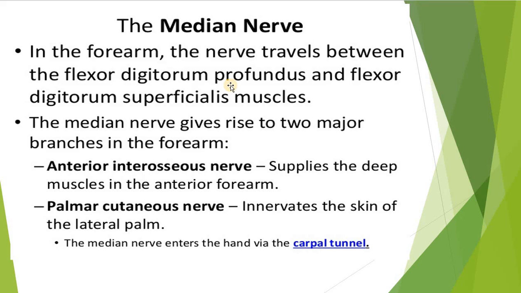Median nerve. In the forearm, the nerve travels between the flexor digitorum profundus and the flexor digitorum superficialis muscle. The median nerve gives rise to two major branches, the anterior interosseous and the palmar cutaneous branch. The anterior interosseous, as you all know, supplies the deep muscles of the anterior forearm, and the palmar cutaneous branch innervates the skin, the sensory supply, of the lateral side of the palm. Then the median nerve enters the hand via the carpal tunnel.